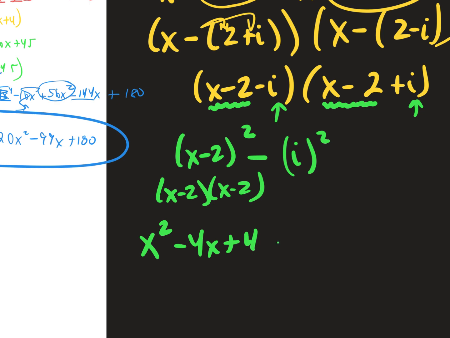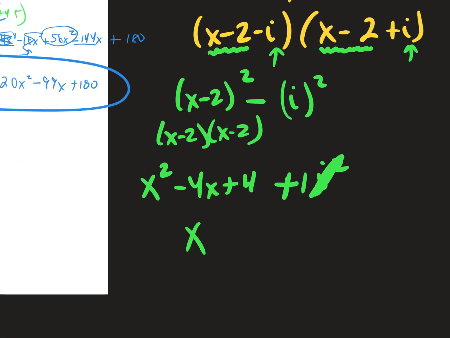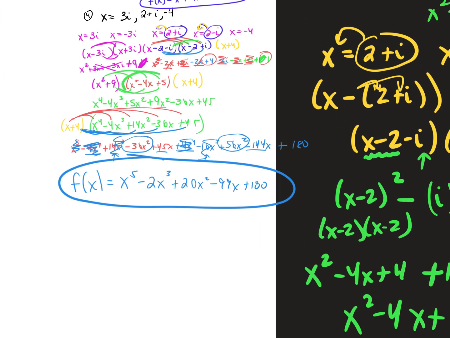Then you have minus, well, what's I squared? What do we do with I squared? You cross it off and change this to a what? So you have x squared minus 4x plus 5, which is what we got right here, without doing this whole thing. I'll do another one so you guys see it.